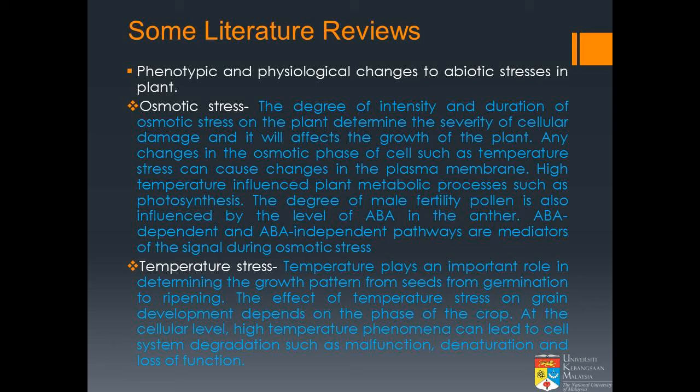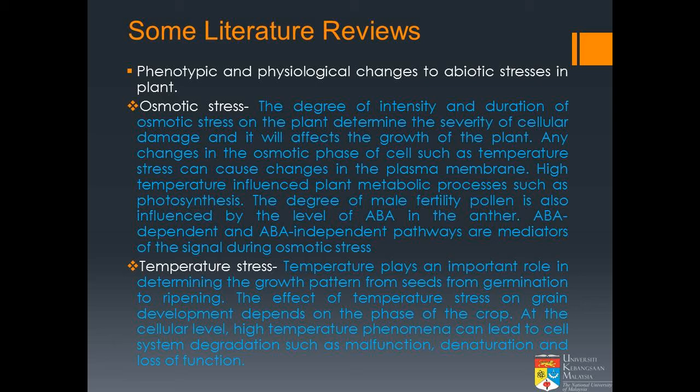Phenotypic and physiological changes to abiotic stress in plant. There are two types of stress in plant during abiotic stress. The first one is osmotic stress. What is osmotic stress? The degree, intensity and duration of osmotic stress in the plant determine the severity of cellular damage, and it will affect the growth of the plant. Any changes in the osmotic phase of the cell, such as temperature stress, can cause changes in the plasma membrane. High temperature influences plant metabolic processes such as photosynthesis. The degree of male fertility, pollen, is also influenced by the level of ABA in the anther. ABA-dependent and ABA-independent pathways are mediators of the signal during osmotic stress.